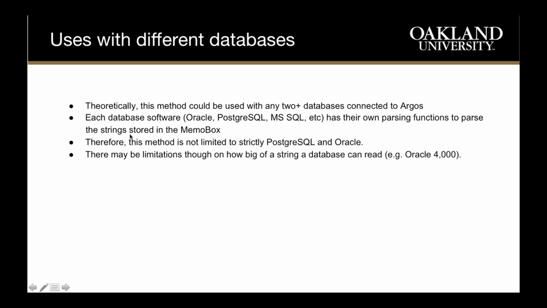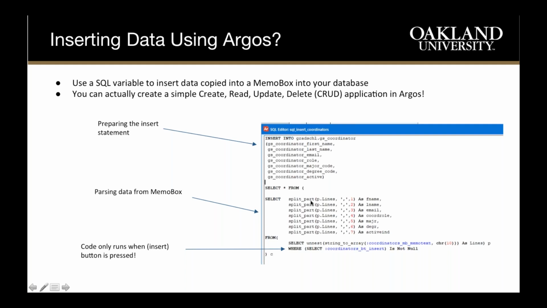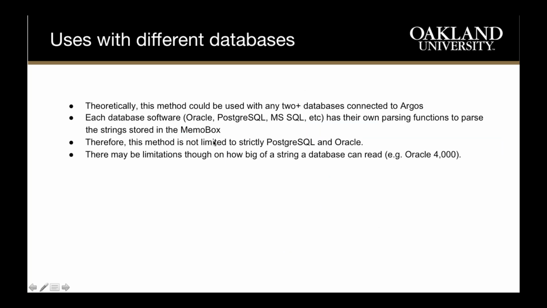Each database software, whether it's Oracle, Postgres, Microsoft SQL, whatever, has their own parsing functions to parse strings. So we use the split part function and the unnest split to array function within Postgres, but Oracle has their own version of this, Microsoft SQL has their own version of this, so the method is still the same, but you have to look up the relative functions related to the database you're trying to use. The actual methodology that we're using in this presentation is still the same.